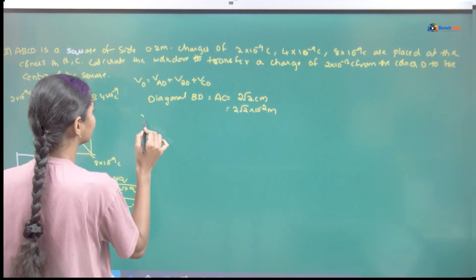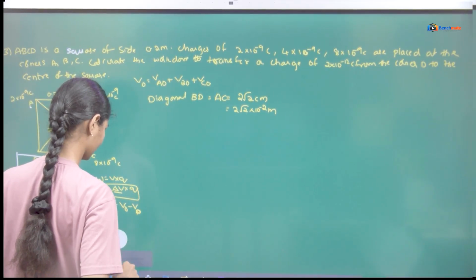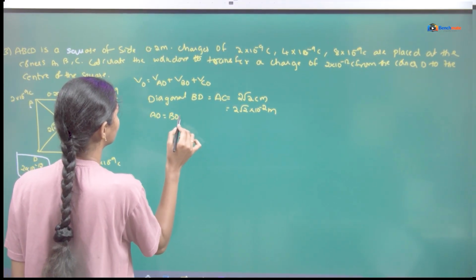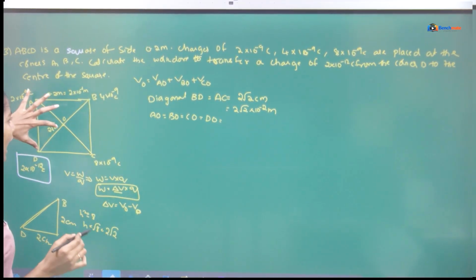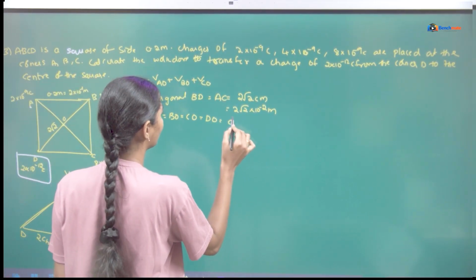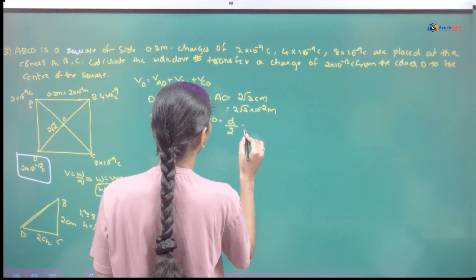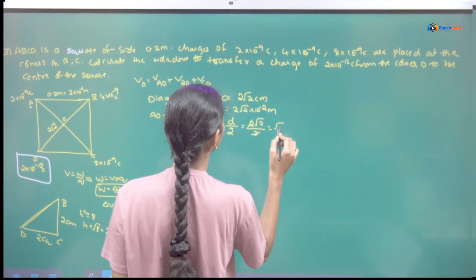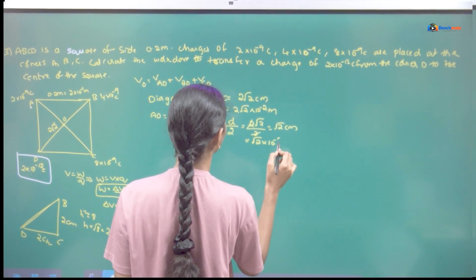But I need OA or AO. I need the AO distance, BO distance, CO distance and DO distance. All of these are nothing but half of the diagonal, that is diagonal by 2. I got the diagonal as 2 root 2, so 2 root 2 by 2, the 2 gets cancelled: root 2 centimeter. If you want in meter, root 2 into 10 power minus 2 meter.